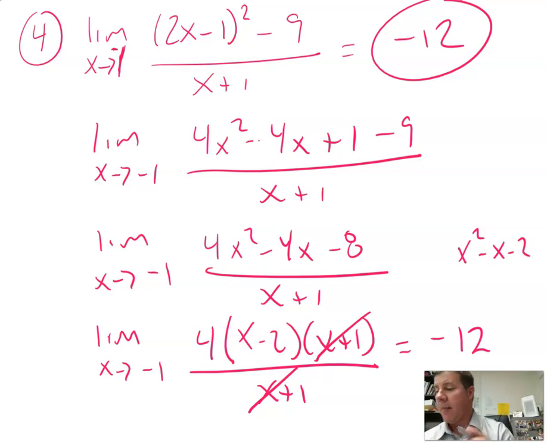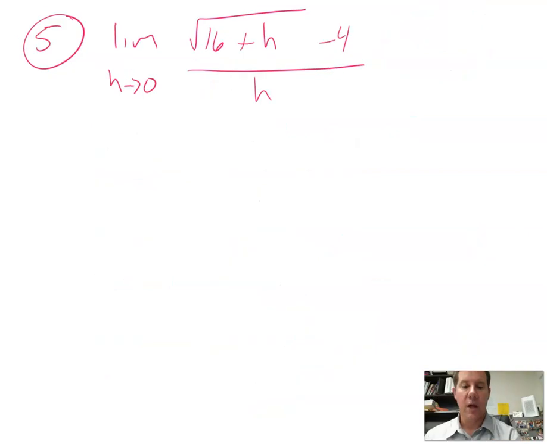All right, one more, the conjugate. And again, I got to pause because I have about 2 minutes left. Okay, here we go. Last problem. The limit as h approaches 0 of the square root of 16 plus h minus 4 over h. If I plug in, I'm going to get my 0 over 0. So indeterminate.